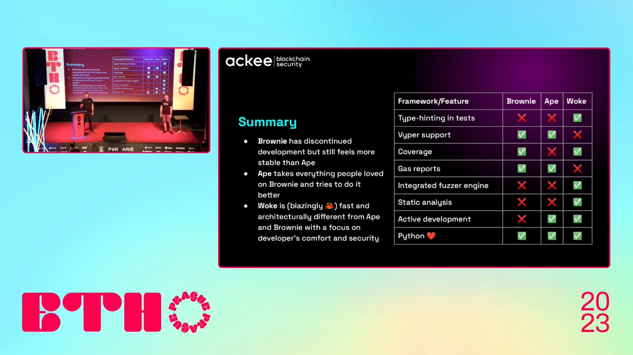But on the other hand, it doesn't have Vyper support. Coverage reports are available for Brownie and Vogue. Gas reports only for Brownie and Ape. And Vogue has some other features like an integrated fuzzer engine, static analysis based on a built-in LSP server, and Ape and Vogue have active development. And all the frameworks have in common that they love Python.